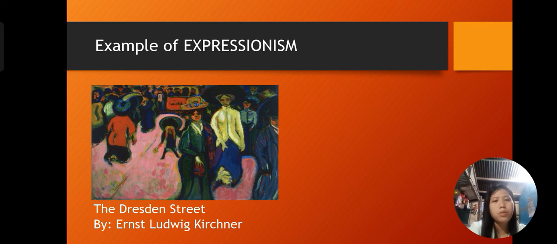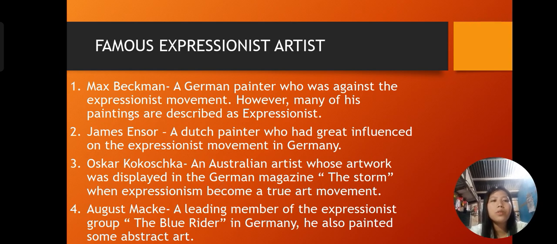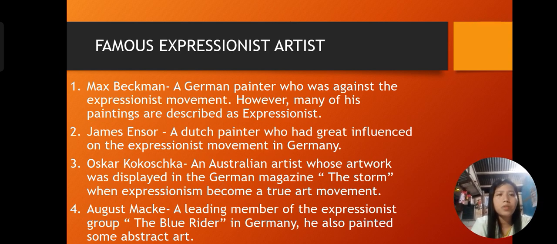Expressionism. It is by Ernst Ludwig Kirchner, The Dresden Street. It emphasizes the dynamism of urban life in Germany in the early 20th century, depicting the swirling crowds and electric light of the modern city. We have here also the famous expressionist artists.